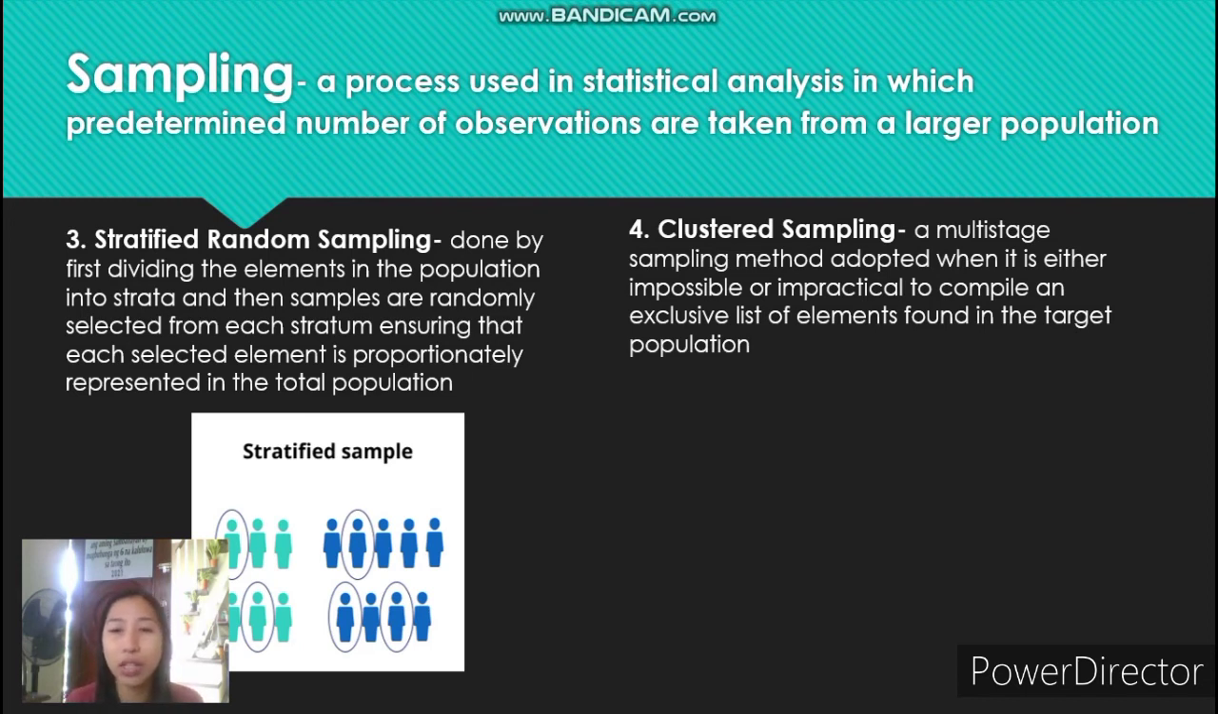Now, let's proceed with the last one, the clustered sampling. This is a multi-stage sampling method adopted when it is either impossible or impractical to compile an exclusive list of elements found in a target population.